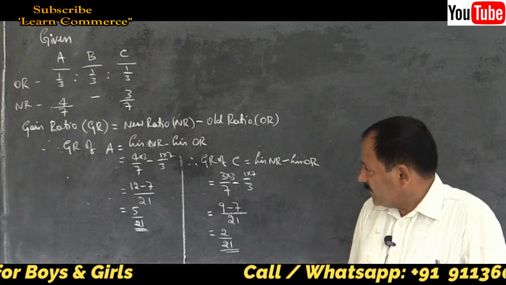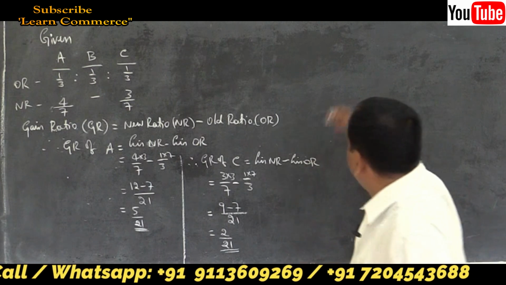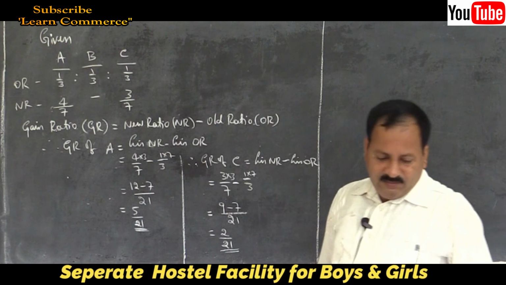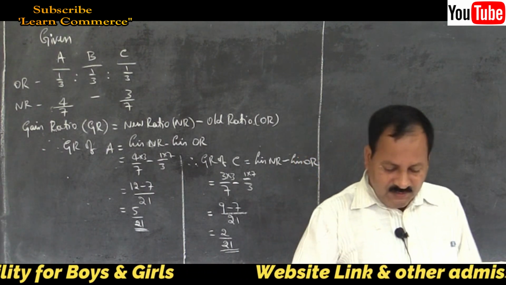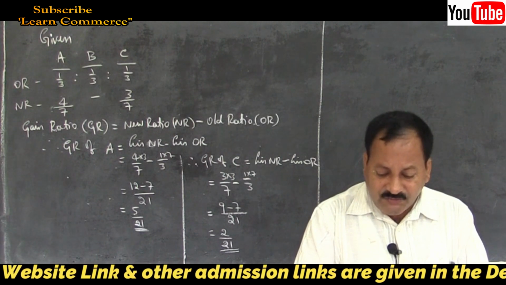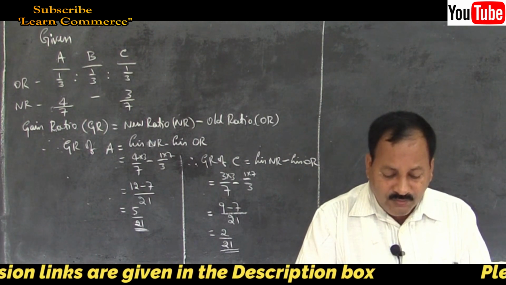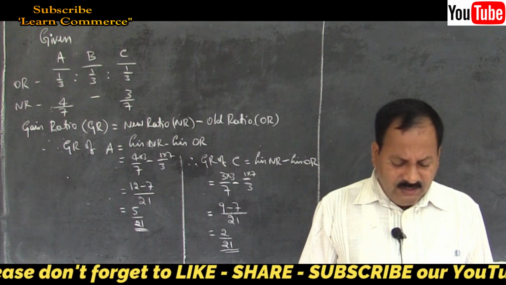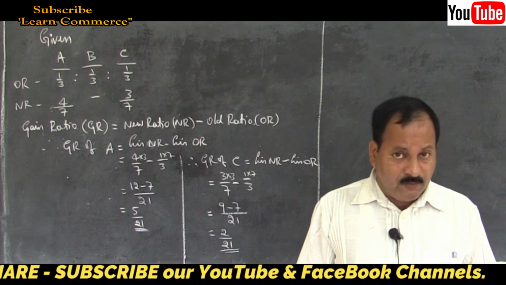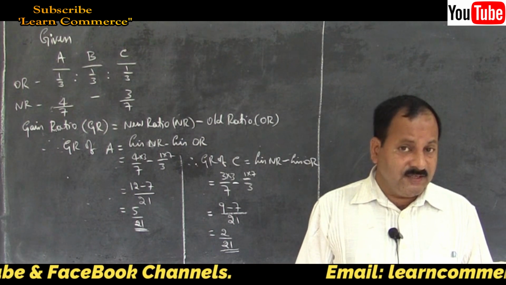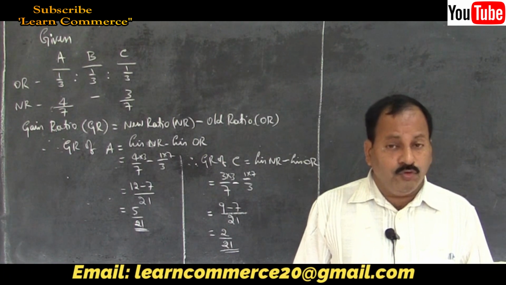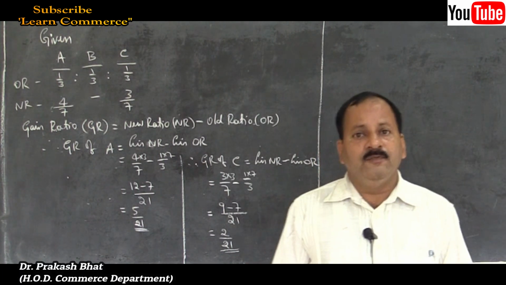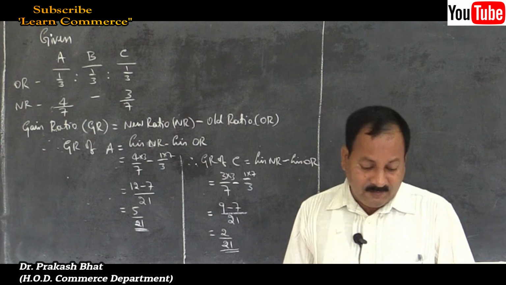Now, let me move on to the last problem, fifth one. Let us analyze the problem first. Ashok, Anil and Ajay are partners sharing profits and losses in the ratio of 1 by 2, 3 by 10 and 1 by 5. See here, denominators are not equal. Whenever such problems are given, your first duty is to make the denominators equal. Otherwise, your solution will go wrong. Remember.